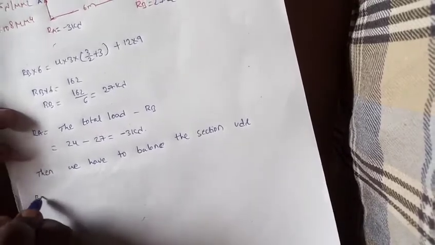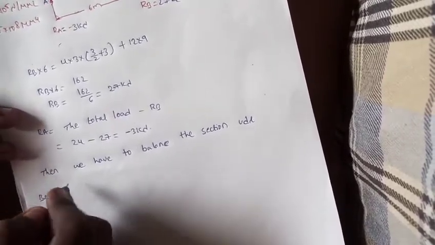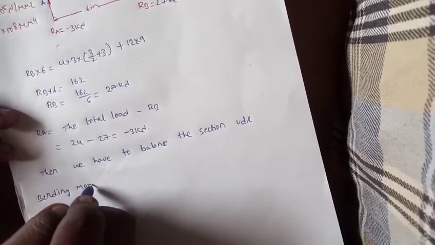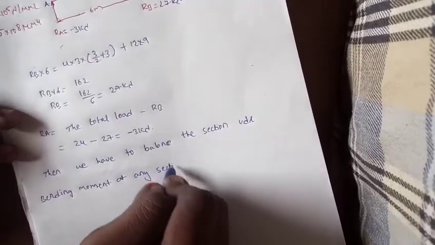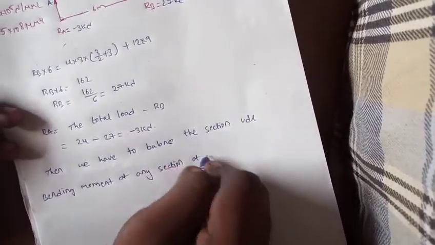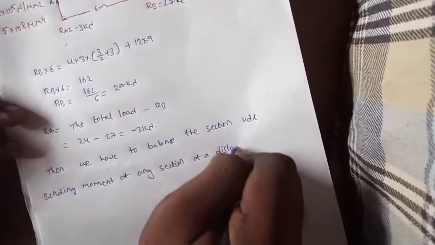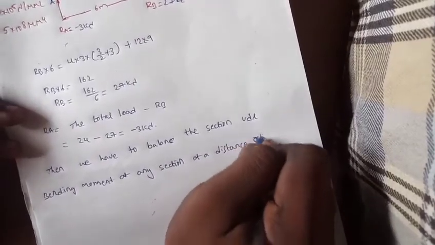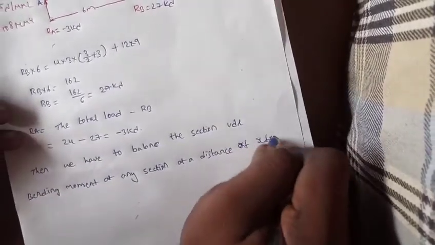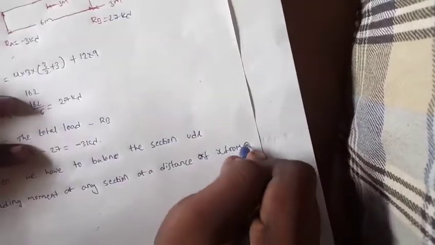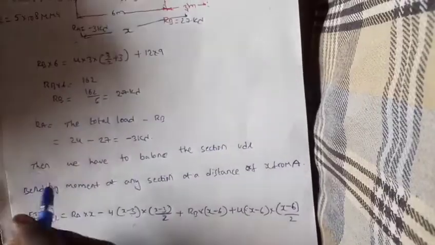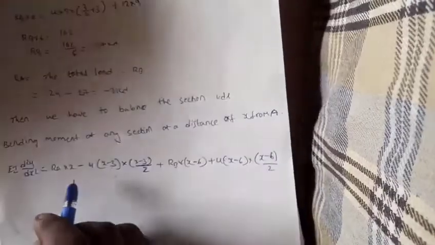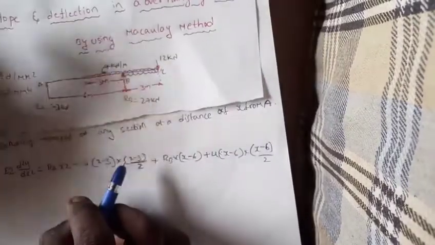Then the bending moment at any section at a distance of x from A. So we have to take a section. So this is the equation for bending moment. How it will become, I will explain. Please see. First we have to calculate the bending moment.